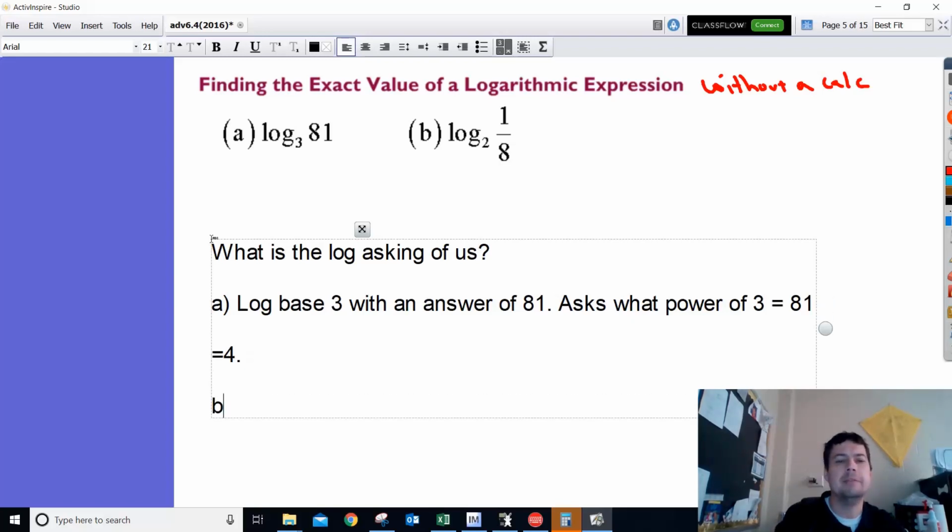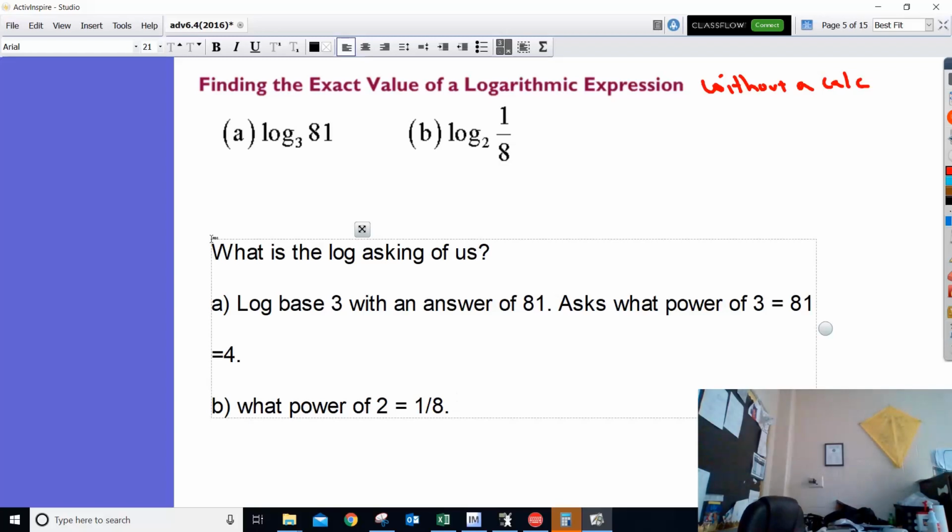What's B asking of us? Log base 2, answer 1/8. What power of 2 equals 1/8? Can anybody answer that one? That's right, Daniel. Daniel says -3. And I'll work that one out for you.